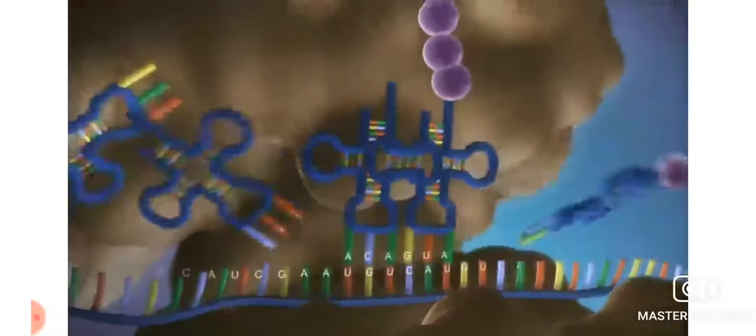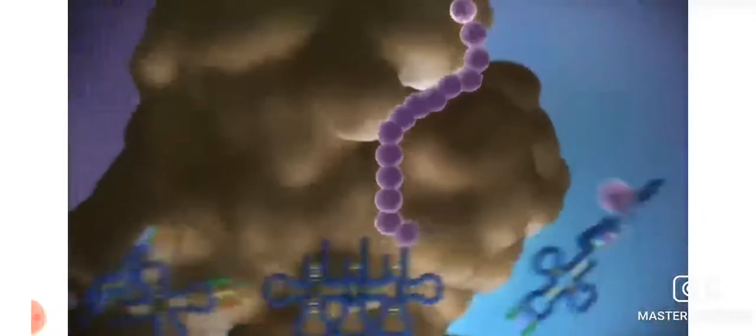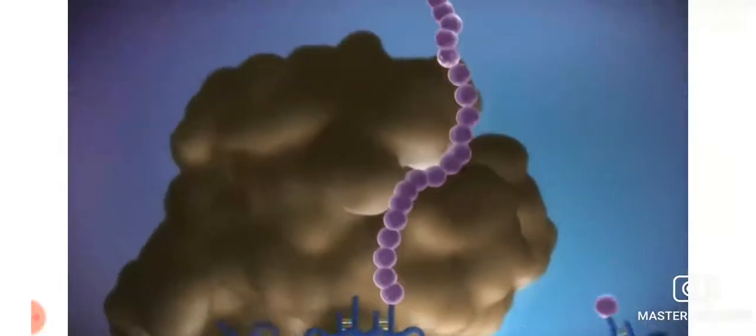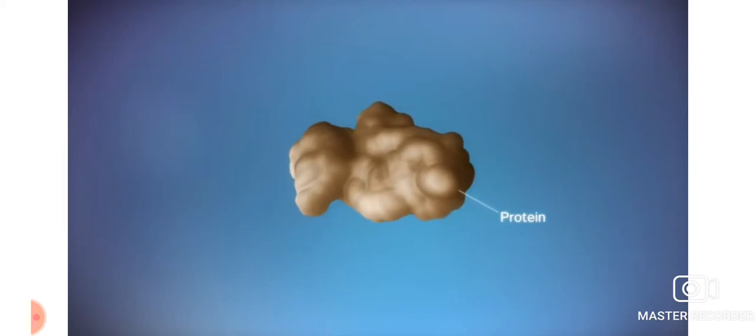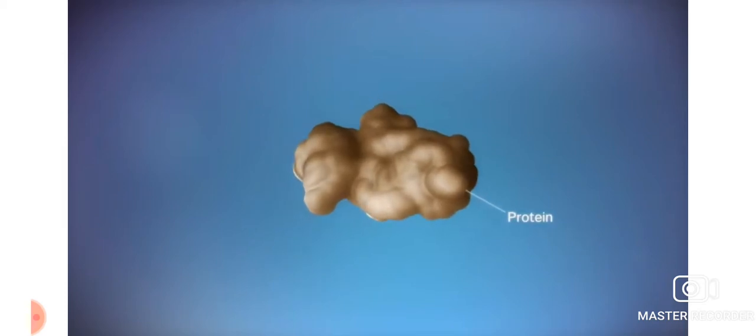You can see how the amino acids are getting linked. Can you see? A new tRNA with a new amino acid is coming, and the other one is pushed apart, and the polypeptide chain is getting elongated.